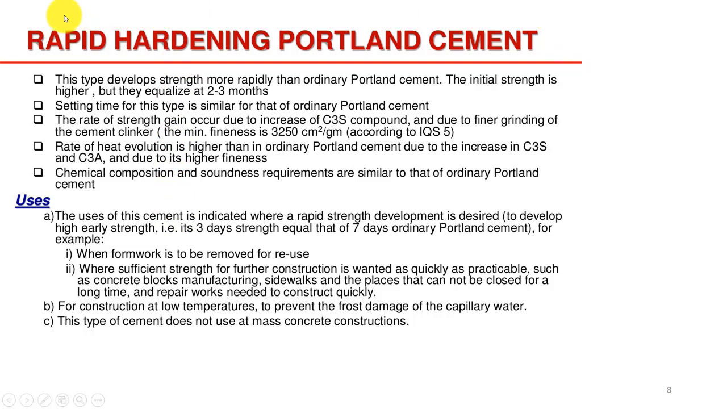Or when you're using cold weather concreting, then you can also use this type of cement. In cold weather concreting, it would resist the frost action, or you can say freezing-thawing cycles of the concrete, because it would gain the earlier strength, so that water could not penetrate into the cement mix. Due to the early hydration, it would gain the desired strength and durability, so that it could not be damaged by the frost action.